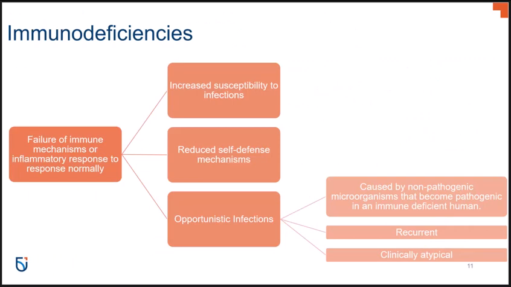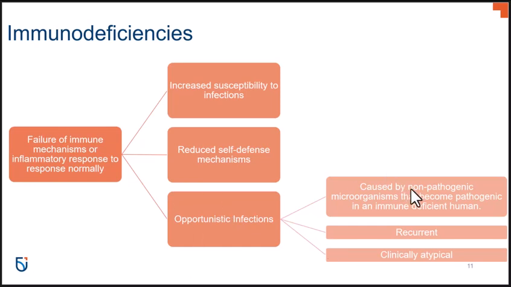Okay, so that was quite a lot of information on hypersensitivities. Now we're going to look at immunodeficiencies. An immune deficiency is really just defined as the failure of the immune system, or failure of, say, an inflammatory response, to respond normally, resulting in a person's increased susceptibility to developing infections. They have a reduction in their self-defense mechanisms. They are more prone to opportunistic infections.